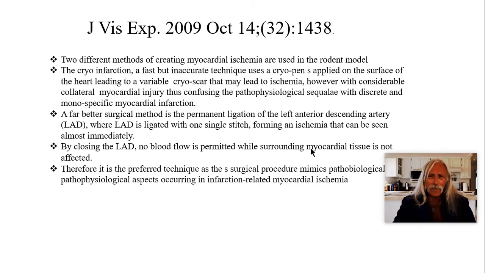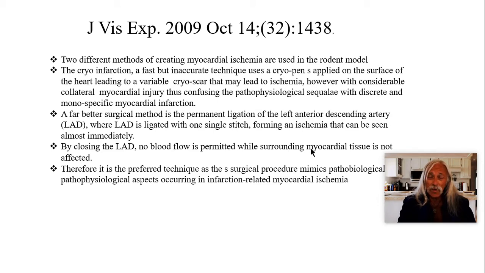Now, before we get into that, here's a paper, Journal of Visual Experimentation, 2009, October. You can see the citation here. And I want you to follow me here because it's going to lead into this really cool discussion today. So there are two different methods for creating a myocardial ischemia, and they're both used in the rodent model.